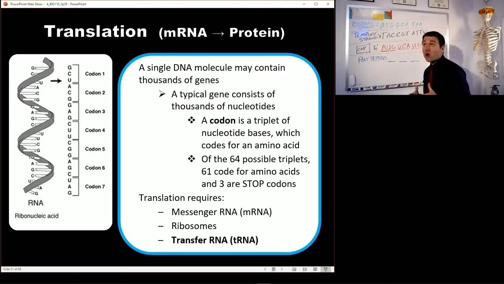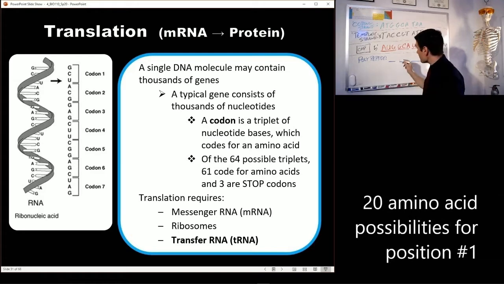Now, there are about 30,000 different proteins inside each one of your cells. Sometimes this number gets adjusted up or down, but somewhere in the scope of about 30,000 different proteins. And that sounds like a lot of different proteins. But if you think about it, it's really not, because a protein is a polypeptide, and there are 20 different amino acids that you can put into a polypeptide chain.